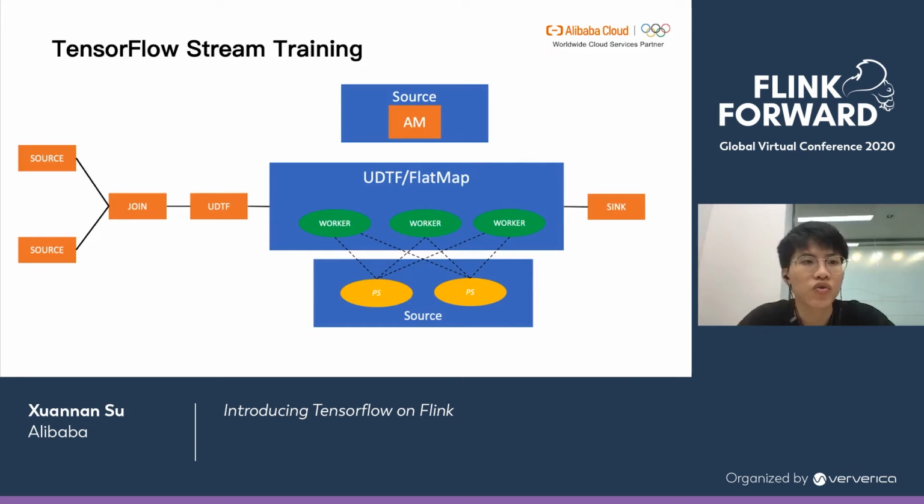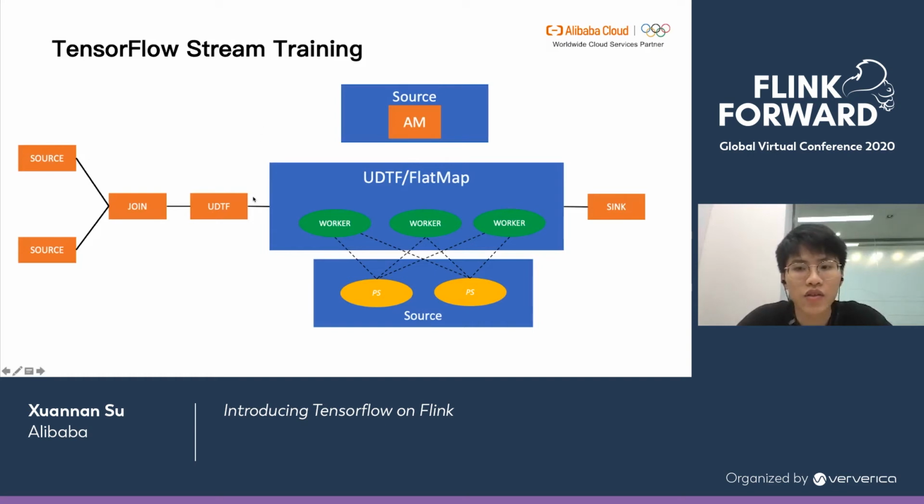Next, we have stream training. This is the case when you do not have the preprocessed data ready and you want to leverage the power of Flink to do the preprocessing or feature engineering from the raw data. As in the picture, you may have two sources that read from some raw data, followed by a join operator, and apply some UDTF to transform the records to a format that can be understood by TensorFlow.